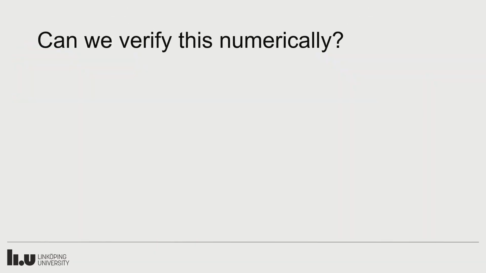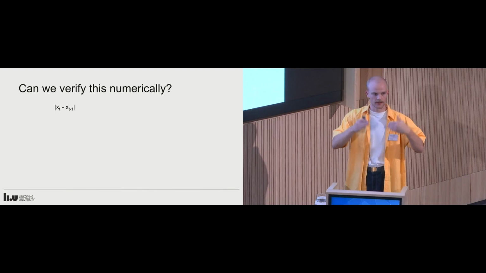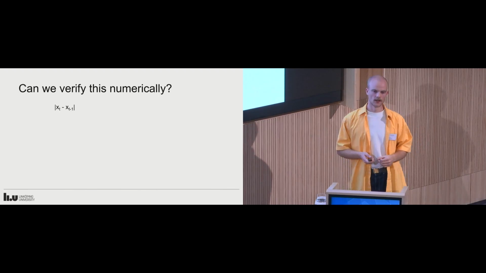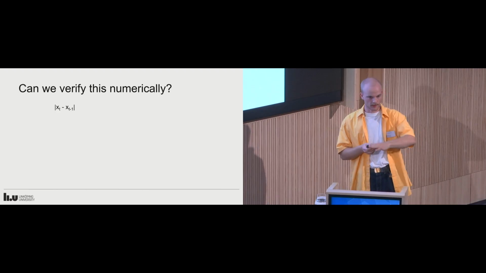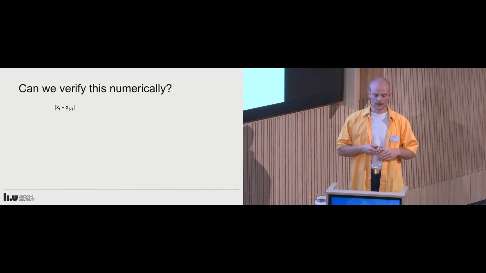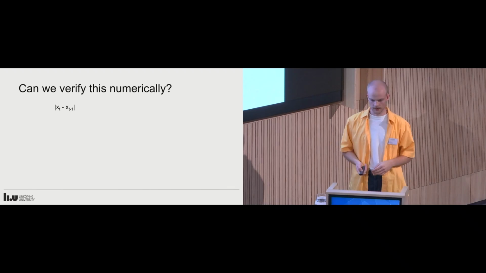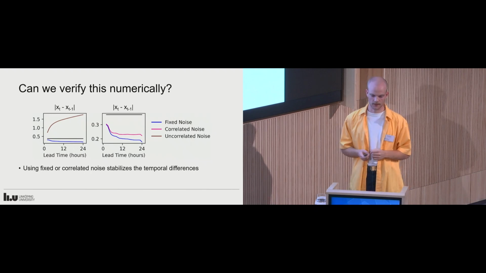And so, to the skeptic, I should also say that you can do things to verify this numerically. One way to do this would be to look at the temporal difference over time. And so if the forecast was uncorrelated, this would explode or increase over time. But if it was correlated, you'd expect it to stay kind of stable over time. And you can see that our fixing of the noise has this nice property.